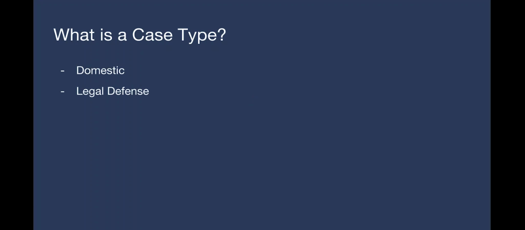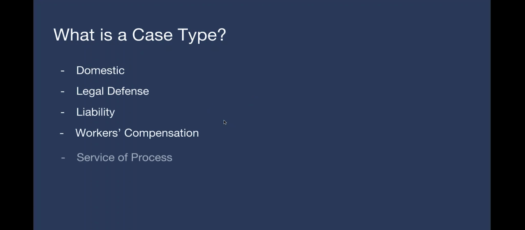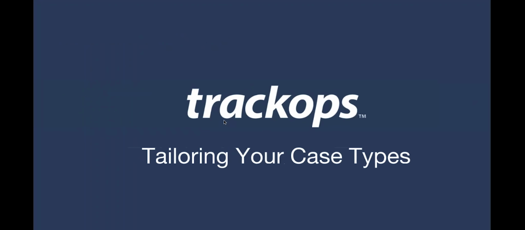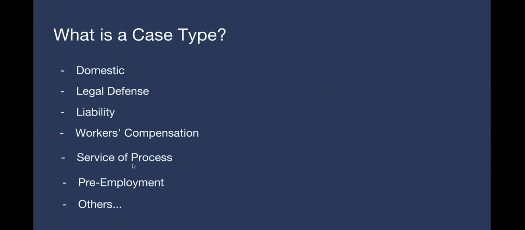So let's look at a different example of different case types, and I already have a couple that popped up on the screen. If you're curious, what do you mean by case types, Trackops? Well, this is what we mean. We mean domestic cases, legal defense, liability, workers' compensation, service of process, pre-employment, and others. And pretty much if you have a case that's not covered on this list, it's okay. We'll walk you through making a case, and hopefully you'll be able to see that you can customize it to the way that you need it.